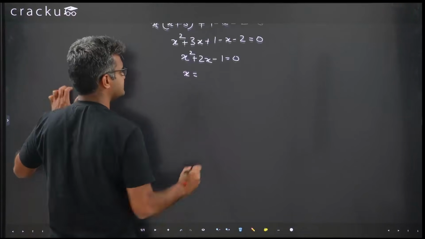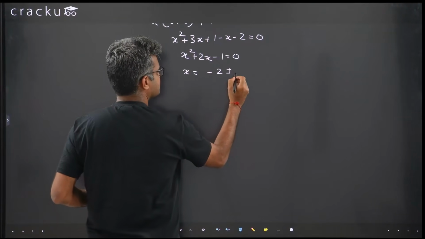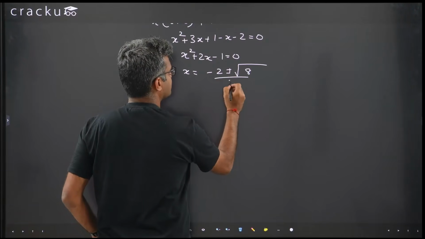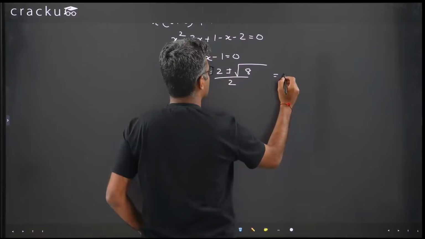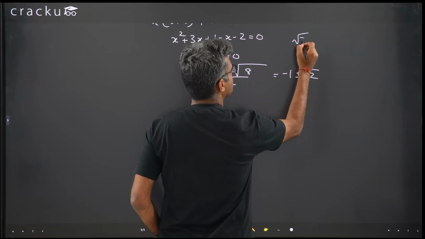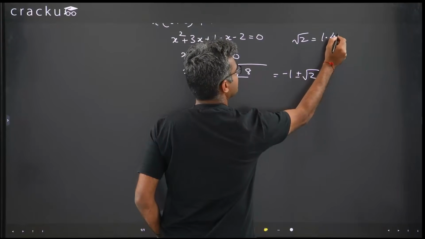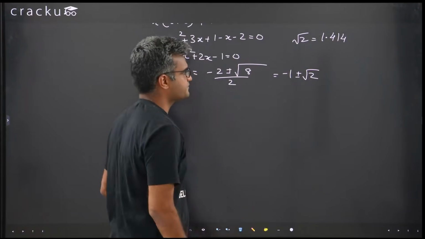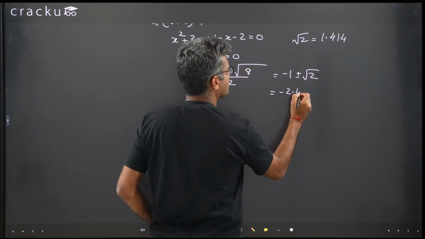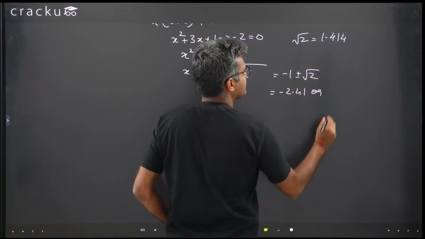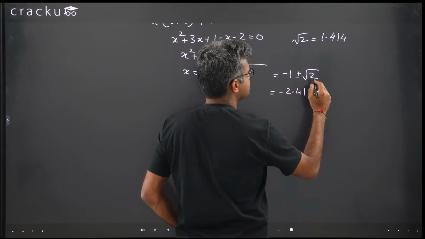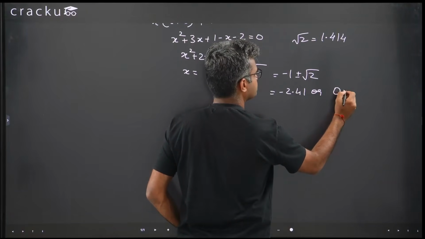So the value of x is minus 2 plus or minus square root of 4 plus 4, which is 8, divided by 2. This is equal to minus 1 plus or minus square root of 2. What is the value of square root of 2? Square root of 2 is approximately 1.414. So this will be equal to either minus 2.41 or it will be equal to minus 1 plus root 2. So this is 0.41.